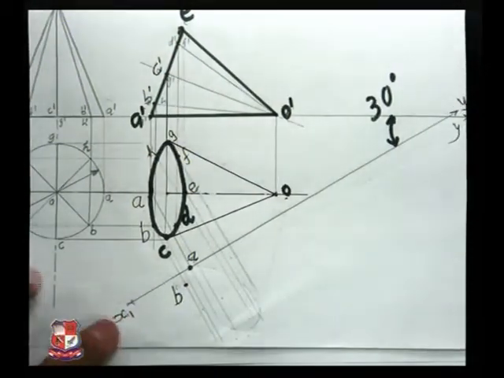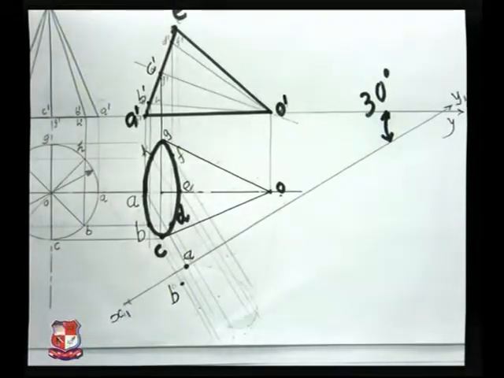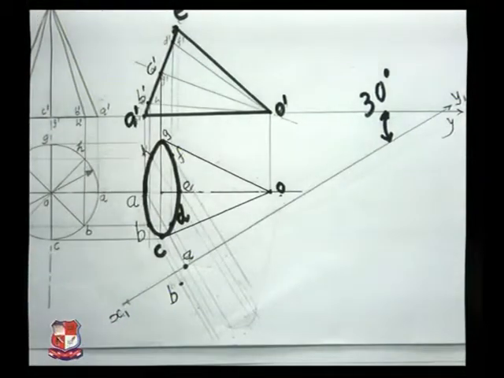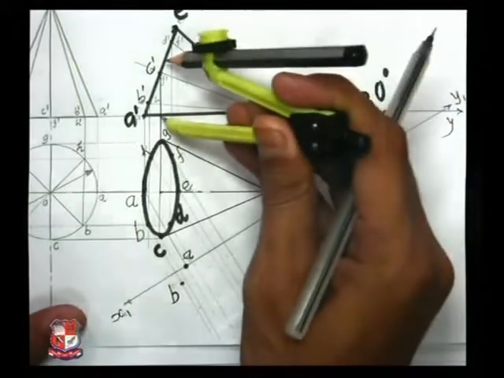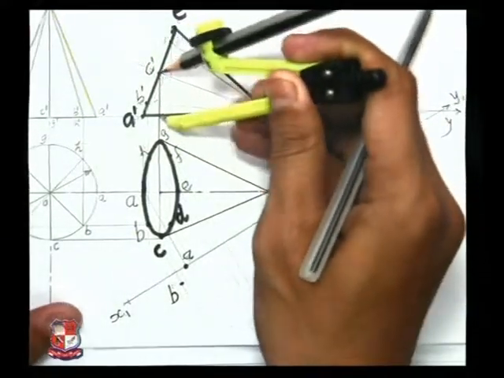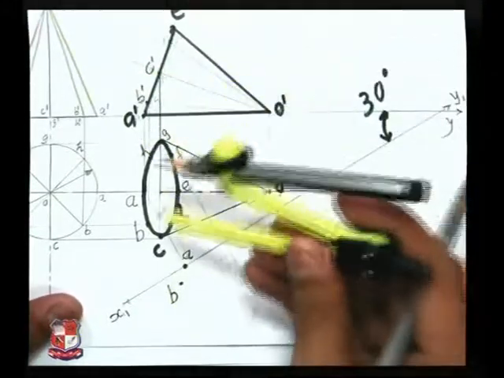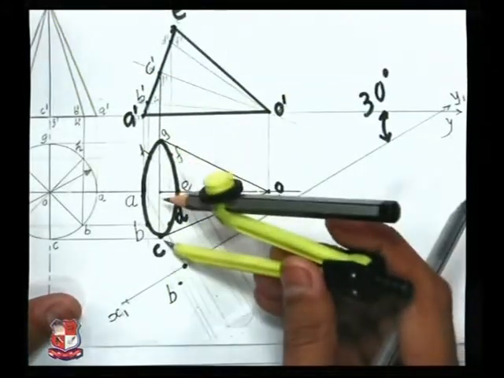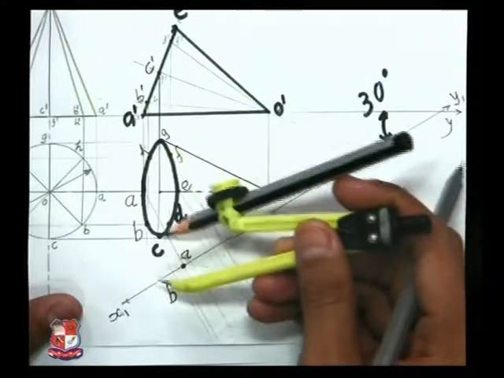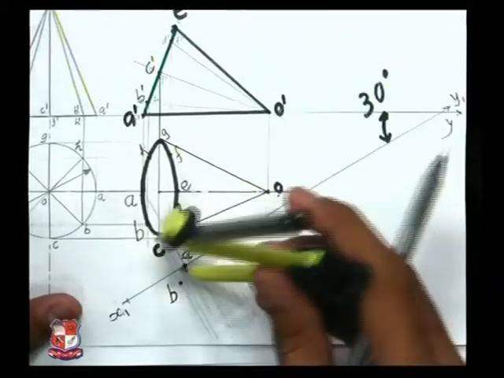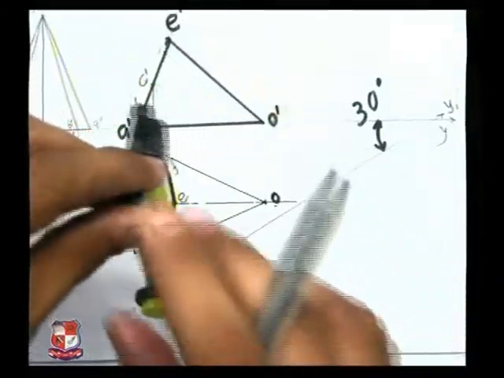Now to find out the position of point C, what should we do? For that, again, measure the distance of point C dash from the XY line like this. This is the distance of C dash from the XY line. Put it over here. From C, draw a line like this. This is the line which is drawn from C to the X1 Y1 line, perpendicular to the X1 Y1 line, and draw an arc like this.